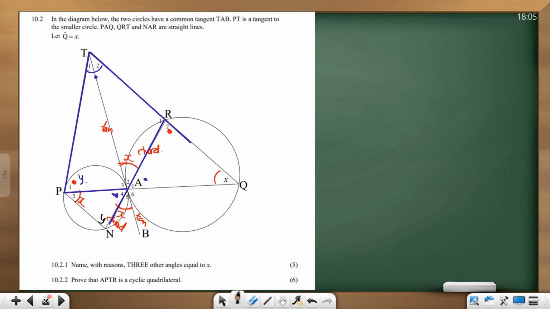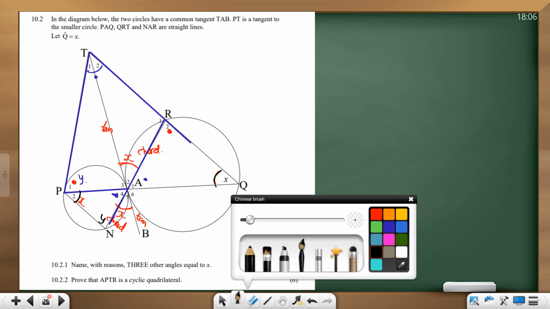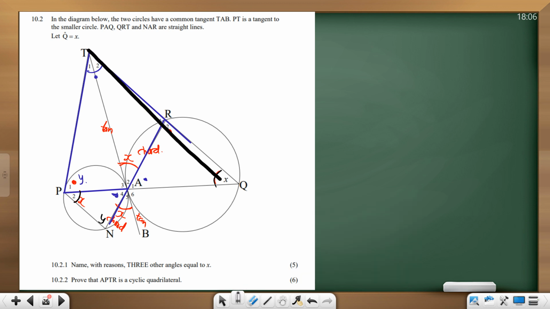PQ parallel to what? Check here. I see where you're going. This is x, right? And that is also equal to what? X. So that, and that. It means that this line and this line are parallel.